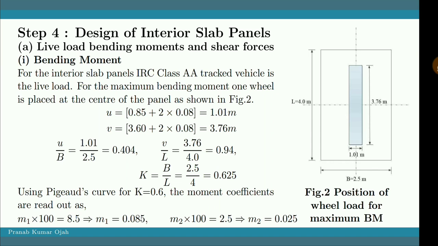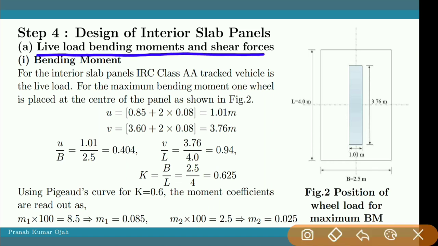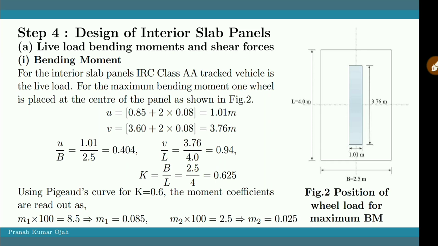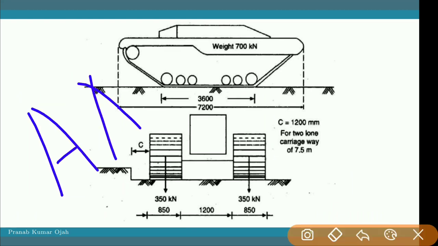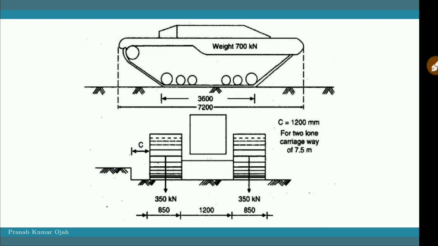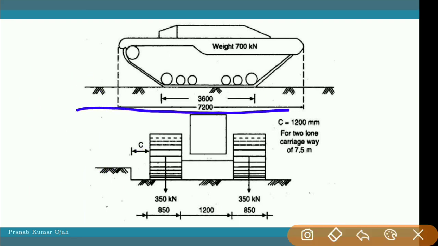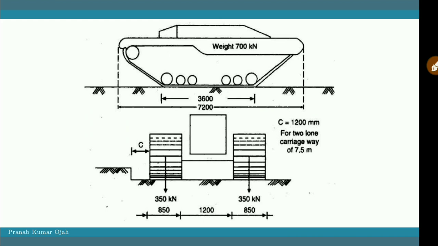First, I will calculate the live load and live load bending moments and shear forces. First, I will calculate the bending moments due to the live load. So this is the IRC Class AA tracked vehicle. In this direction, the vehicle is moving. In the direction of movement, the contact length of the vehicle is 3600, and along the width of the vehicle, the contact dimension of each track is 850 mm.